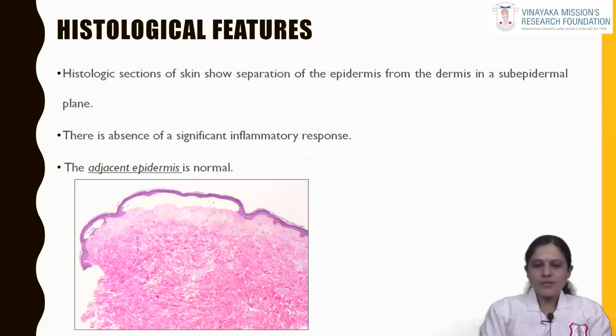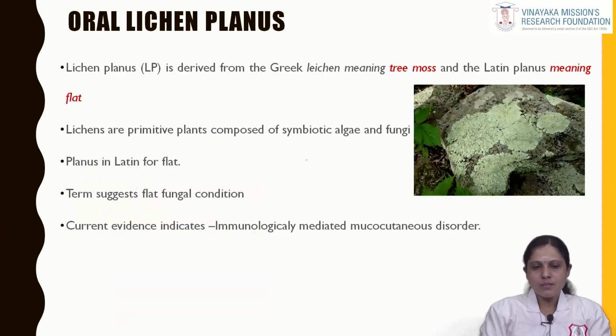So histopathological features show separation of epidermis from dermis with subepithelial cleft formation, and there is absence of significant inflammatory response, and adjacent epidermis is usually normal. So this is about epidermolysis bullosa.